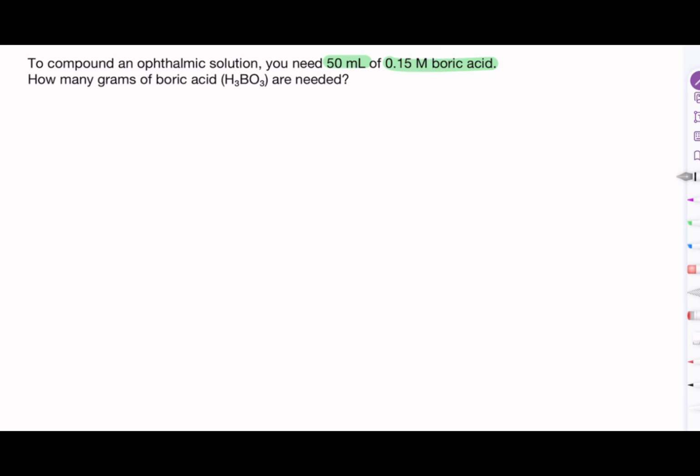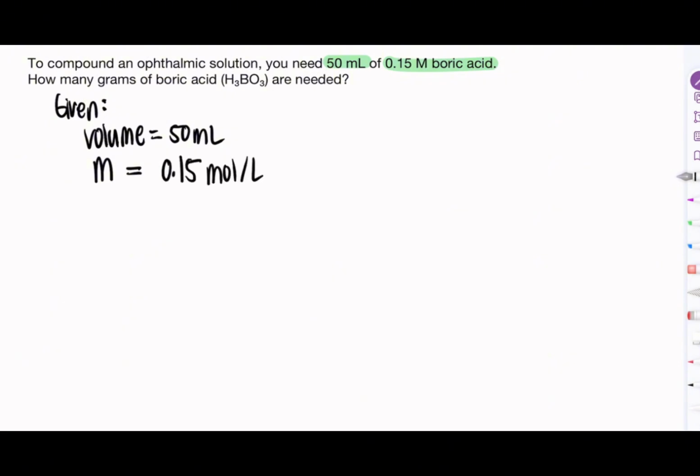Now, let's write it down for our given. Volume is equal to 50 ml, and then our molarity is equal to 0.15 moles per liter. Now, I forgot the mass of our boric acid, which is still unknown.